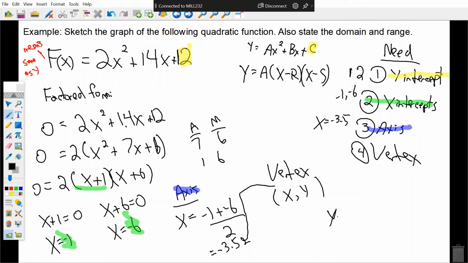To find the vertex, I'm going to go y equals 2, and instead of x plus 1 and x plus 6, I'm going to go negative 3.5 plus 1 times negative 3.5 plus 6, because I know that's the x value, and now I'm going to solve for the y value. This is going to be 2 times negative 3.5 plus 1, which is negative 2.5, times negative 3.5 plus 6, which is positive 2.5.